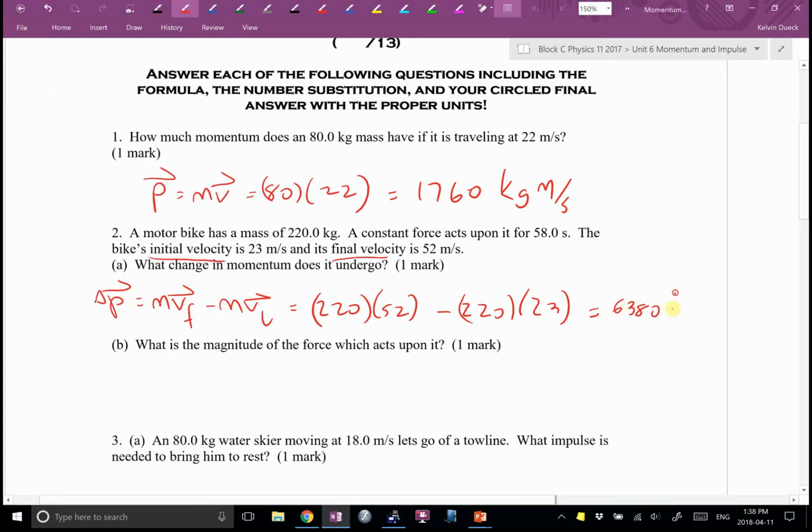Now, I didn't ask for a direction. Usually if I want the direction, I put magnitude and direction. Impulse, Emma, is technically a vector. There should be a direction. You know what? Positive, forward. He sped up. The biker sped up.